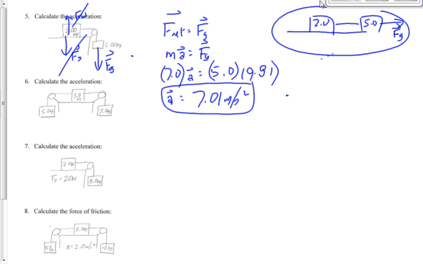Because in the end, how do you express it as a positive or negative? Well, this one's moving to the right, which you'd say would be positive, right? This one's moving down, which you'd say would be negative, so which do you go with? Don't worry about the positive or negative. Just get the magnitude of that acceleration. And then if they ever asked you specifically, what's the acceleration of the 2 kilogram object, you'd say 7.01 to the right. The 5 kilogram object, 7.01 down, you'd say.